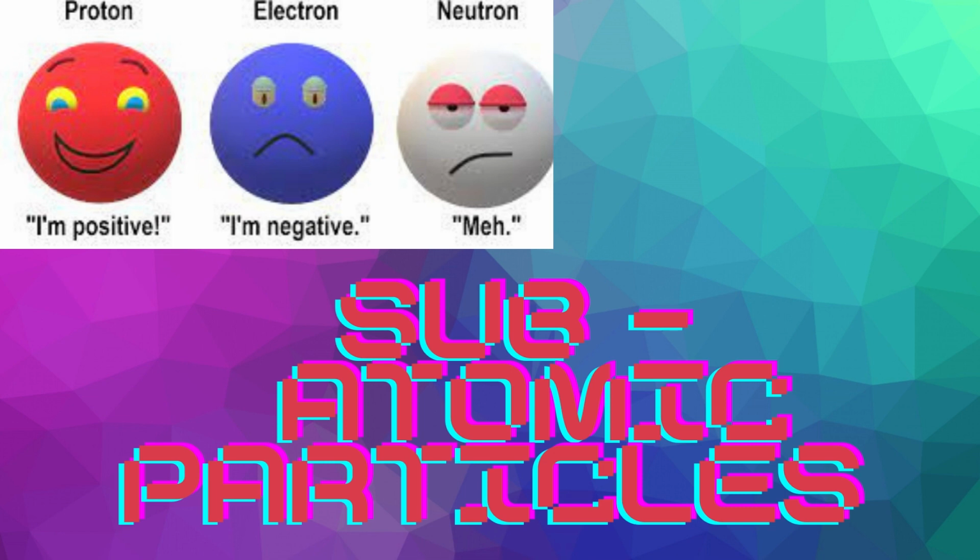Subatomic particles, about electrons, protons, and neutrons. Electrons, protons, and neutrons are the three main subatomic particles that make up atoms. They are all incredibly small, but they have different properties and play different roles in the atom.